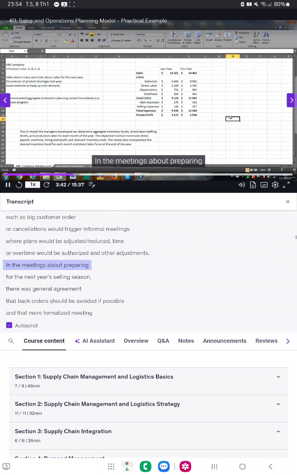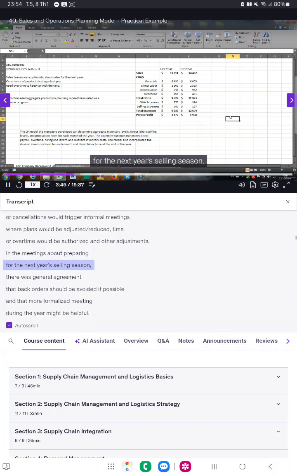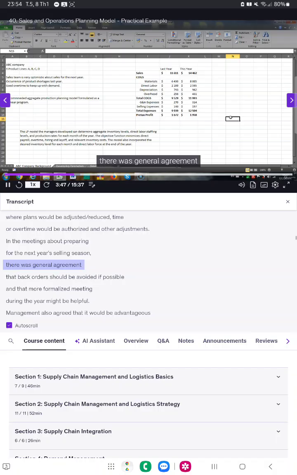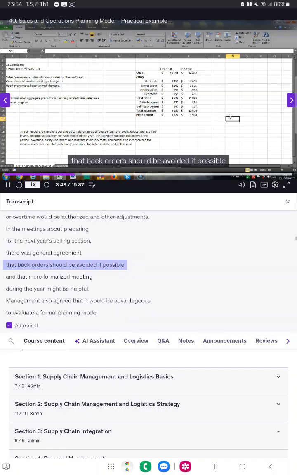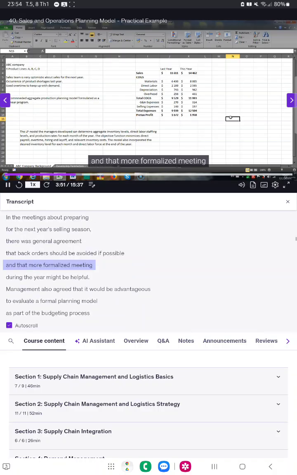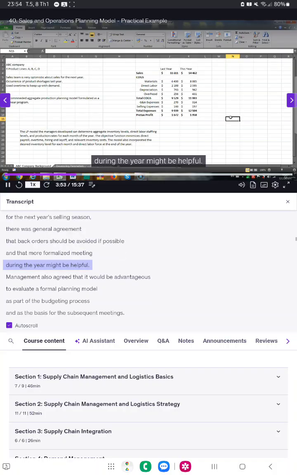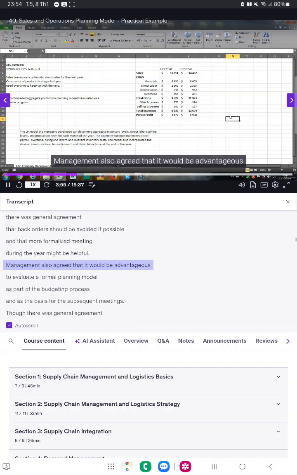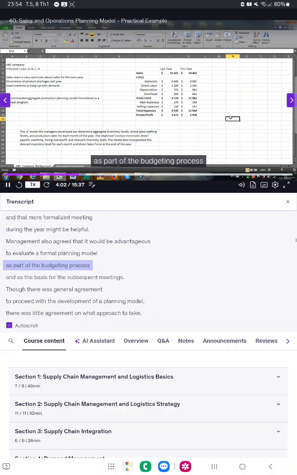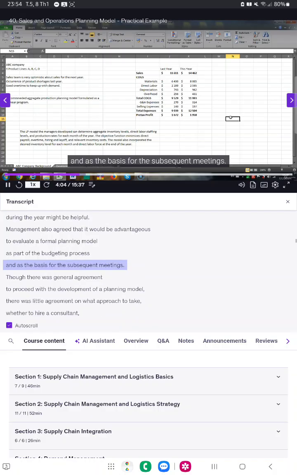In the meetings about preparing for the next year's selling season, there was general agreement that back orders should be avoided if possible, and that more formalized meetings during the year might be helpful. Management also agreed that it would be advantageous to evaluate a formal planning model as part of the budgeting process and as the basis for the subsequent meetings.